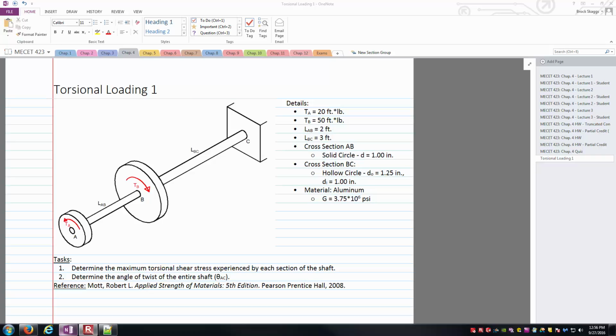Hello everyone, this is Brock Skaggs, and I'm going to make a couple of videos here dealing with torsional loading of shafts. The item that comes to mind is a typical drive shaft in your vehicle, which is basically under this twisting load.